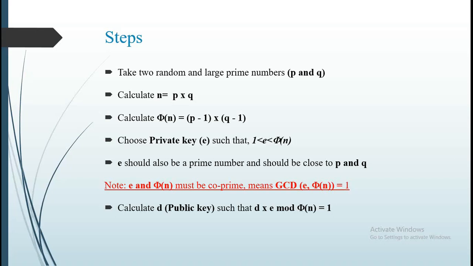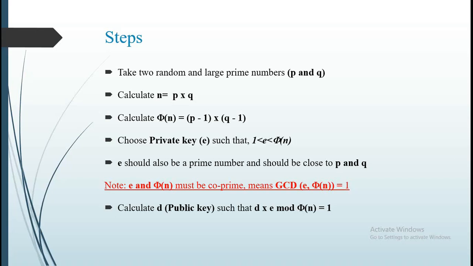Then after calculating phi of n, you need to choose the private key such that the private key must be greater than 1 and less than phi of n. Also keep in mind that the private key should also be a prime number and its value must be close to P and Q. Another point to be noted here is that E and phi of n must be co-prime.